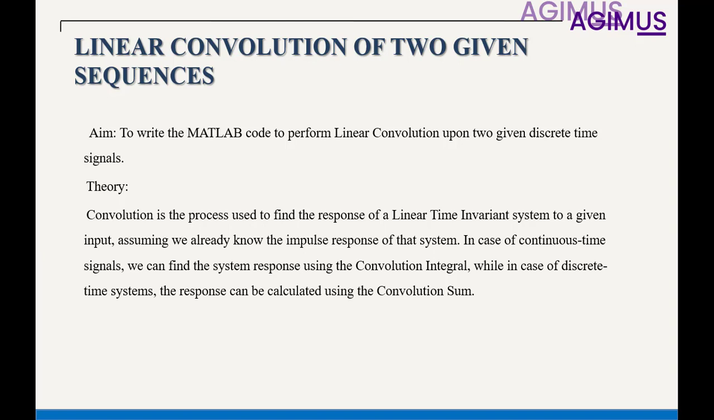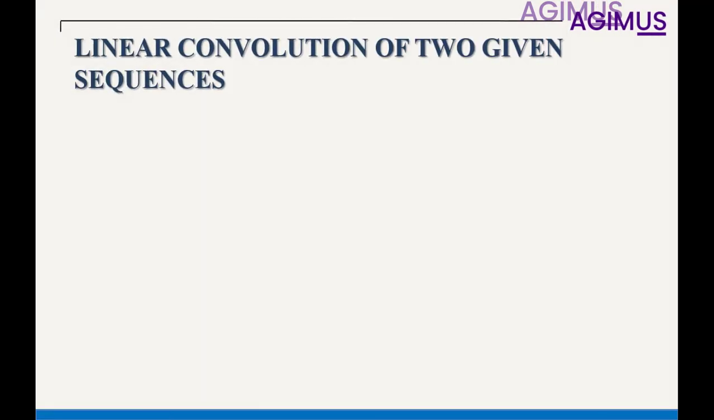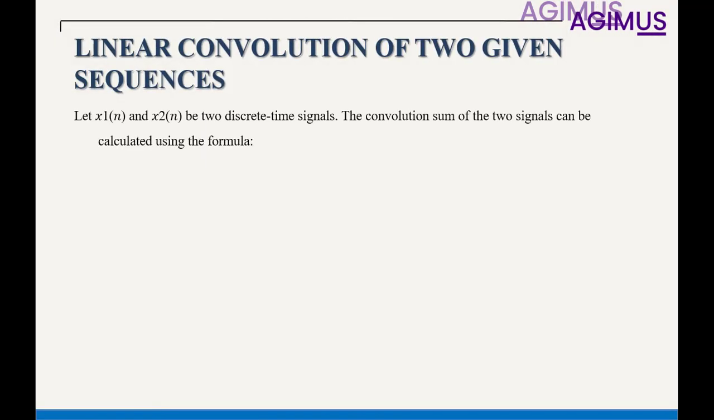In the case of continuous time signals, we can find the system response using the convolution integral, while in the case of discrete time systems, the response can be calculated using the convolution sum. Now that's the theoretical background of it. To understand it precisely, let us consider two signals x1 of n and x2 of n. Let these be the two discrete signals.